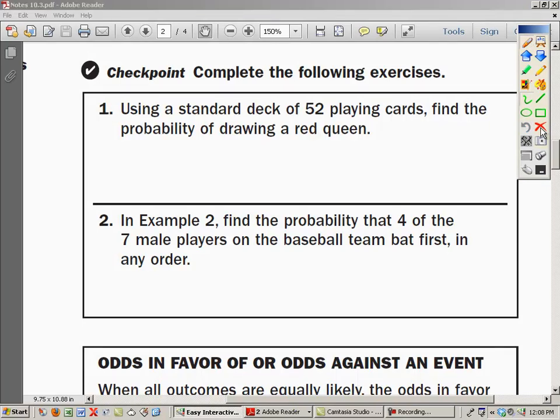All right, in example number 1, it says, using a standard deck of 52 playing cards, find the probability of drawing a red queen. All right, so event A is drawing a red queen. How many events are in favor of drawing a red queen? Well, out of a deck of 52 cards, there is a queen of diamonds and a queen of hearts. So there are 2 red queens in the deck.